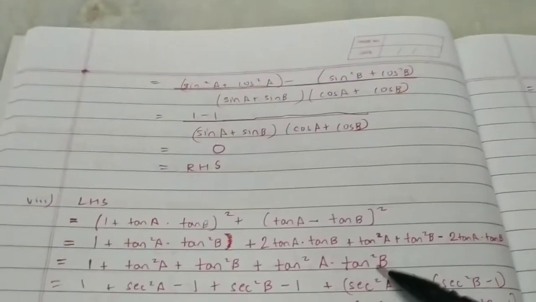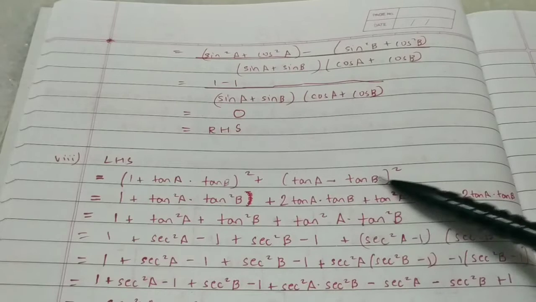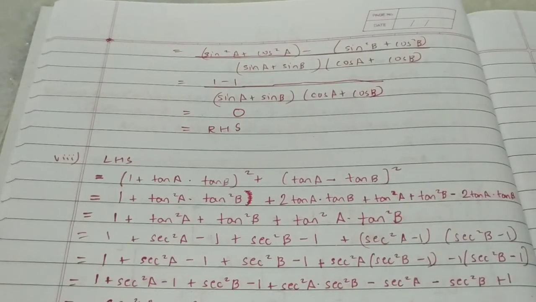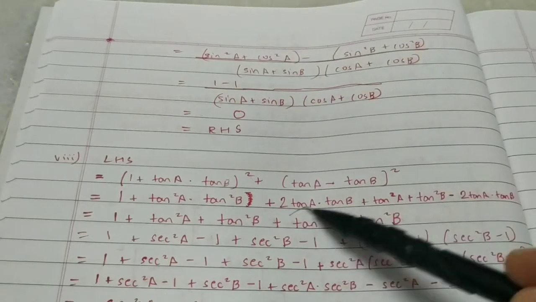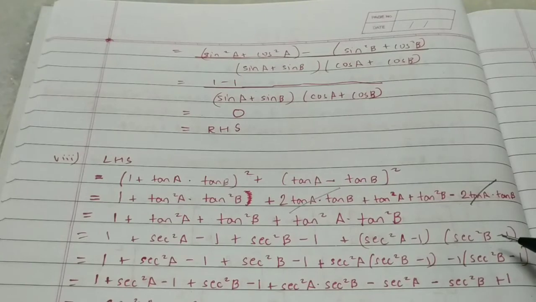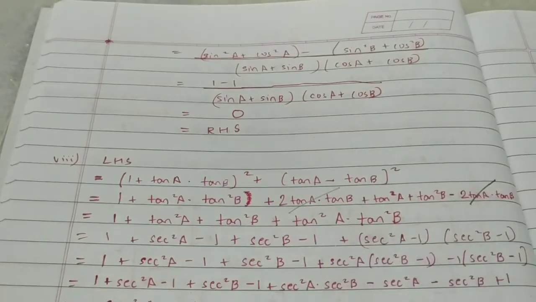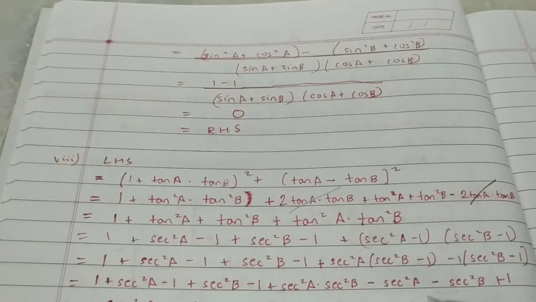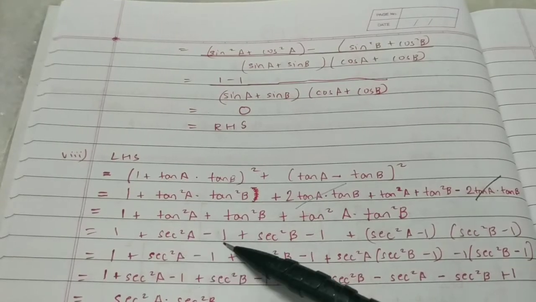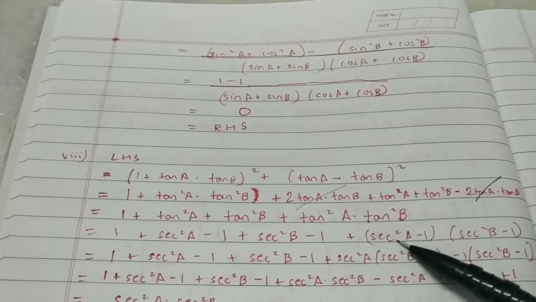A plus B the whole square is A square plus B square plus 2AB. And A minus B the whole square is also A square plus B square minus 2AB. So I see that 2 tan A tan B and minus 2 tan A tan B get cancelled. What else? So I've got 4 terms left. But here we have 2 methods. What I have done is I've converted tan square A as sec square A minus 1, tan square B as sec square B minus 1. Same thing here, convert and convert.